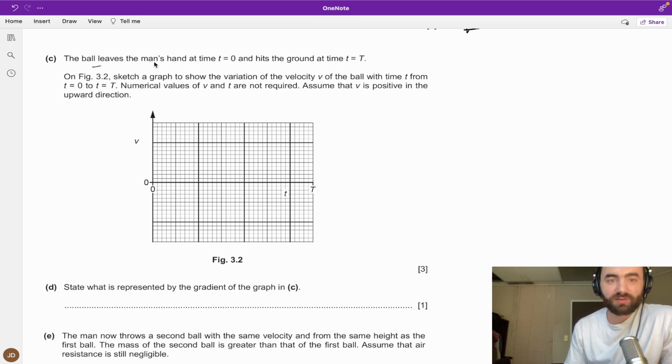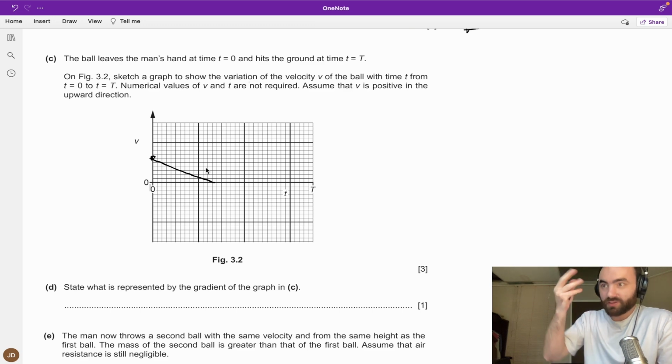The ball leaves the man's hand. This is the same concept as what we did in the first question. Basically, how is the velocity changing from his hand at t equals 0 to the ground at t equals big T? We're not interested in numerical values, just getting an idea. He throws it at some speed, which is positive, so we have some positive value. It then decelerates to rest at the top.